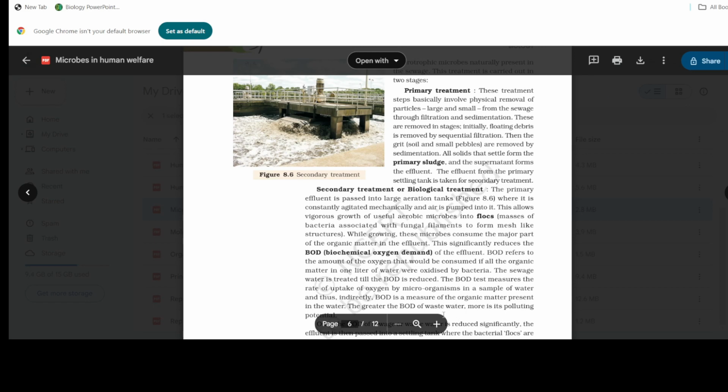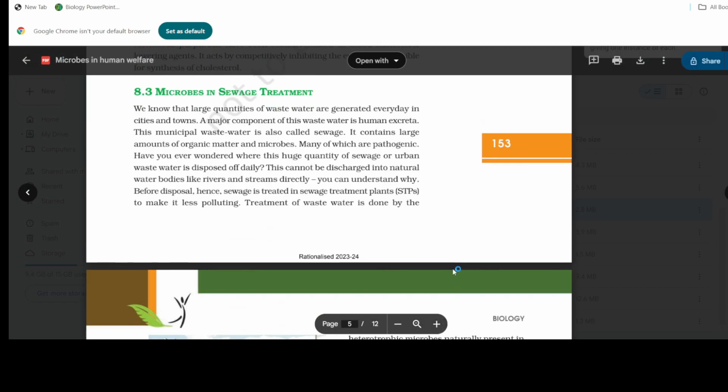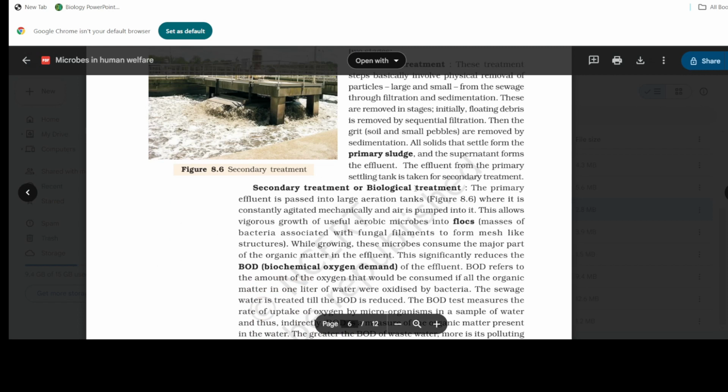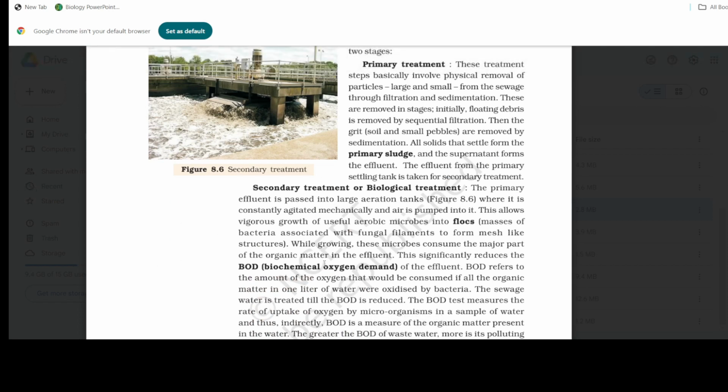Now this is the part, Microbes and Human Welfare. Please take this part, primary treatment, and here secondary treatment or biological treatment. You can see the words biological or biochemical oxygen demand. So what is this oxygen demand? Once the oxygen demand of the effluent after the secondary treatment is high, then it means there are a lot of pollutants in it.